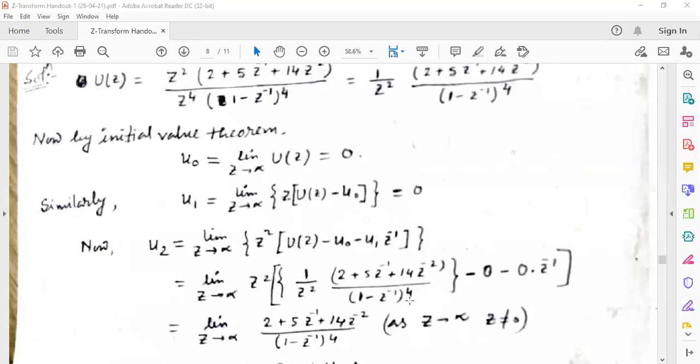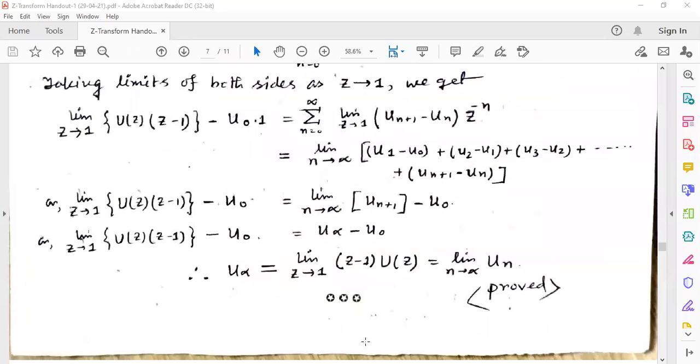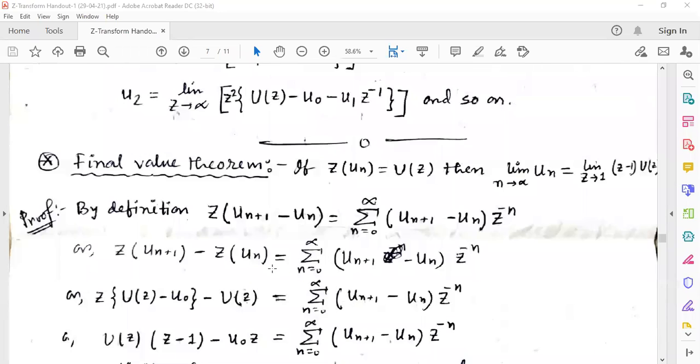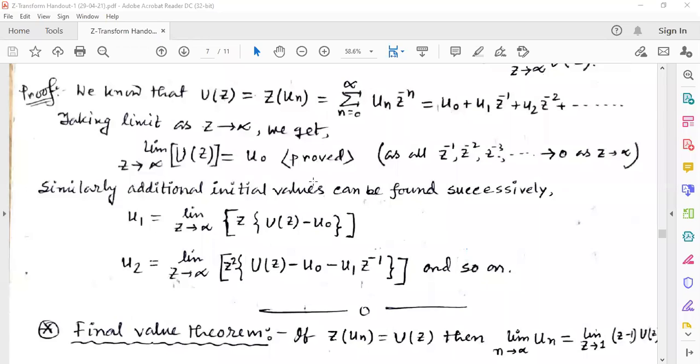Look here, when we are going for the initial value theorem, the additional initial values can be found successively. u1 equals limit z tends to infinity of z into U(z) minus u0. u1 is calculated from here. u2 means limit z tends to infinity of z square U(z) minus u0 minus u1 z to the power minus 1.